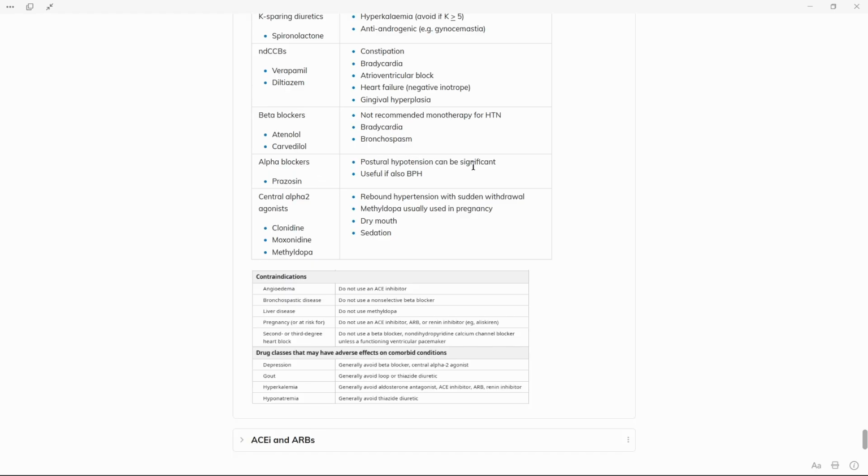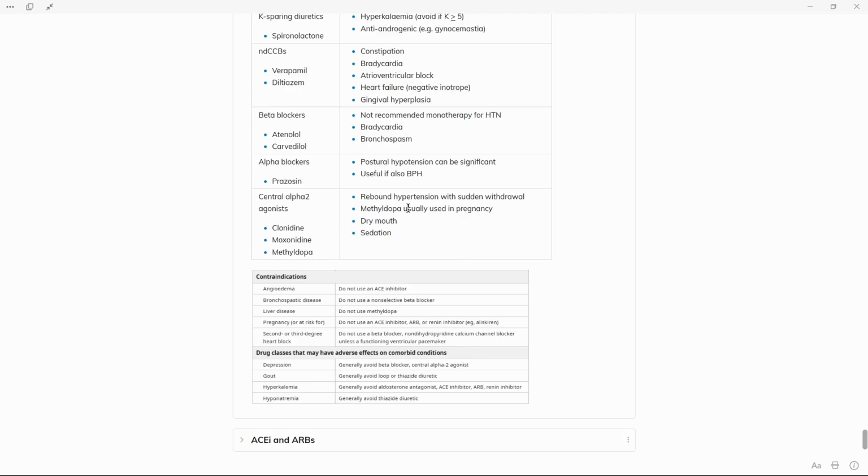The main drawback of alpha blockers is they can cause quite significant postural hypotension, more so in the elderly, but it's useful if they have BPH as well, though BPH is not a catch-all reason to start prazosin for a patient with hypertension. The central alpha-2 agonists, as we mentioned before, stimulation of the alpha-2 receptors causes vasodilation, and so these medications help with reducing blood pressure by causing reduced TPR, total peripheral resistance. Examples are clonidine, moxonidine, and methyldopa.